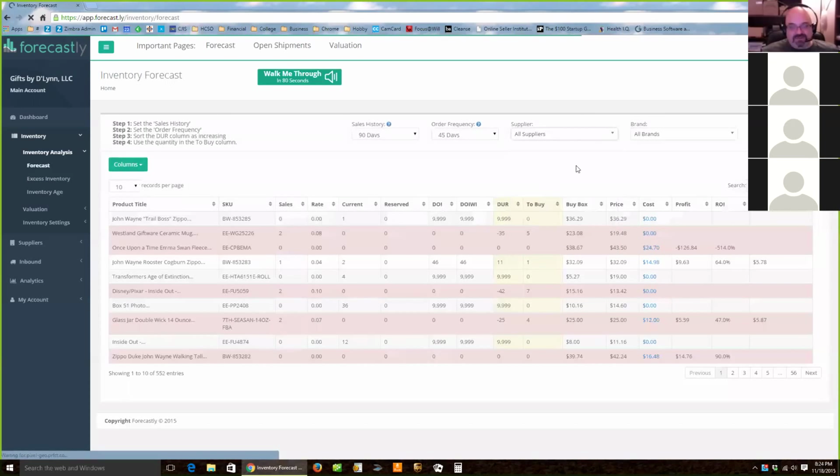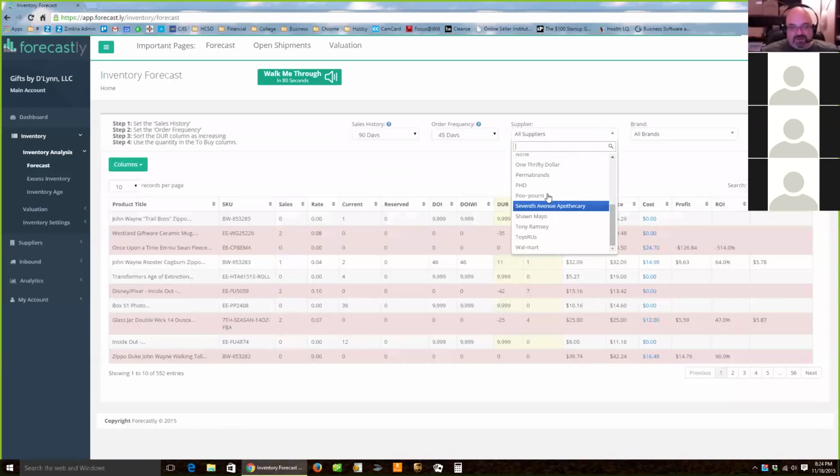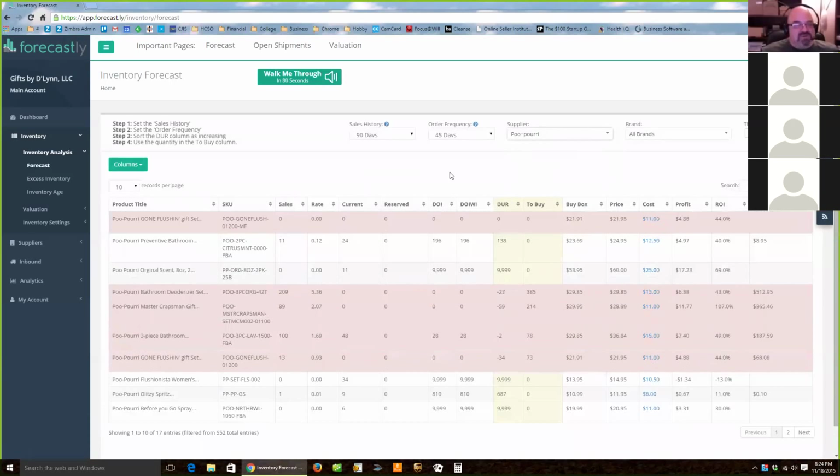Let me go ahead and pick one of my suppliers here. Poopery, which is one I've talked about before. It's a hazmat item, so you guys, I don't have to worry about you sniping my products, basically. But I picked a supplier. You can change the sales history here if you don't like the default. And your order frequency, like if you can order more frequently, or if you want to order a little bit less often, you can change this. Or you can just click this, and this will be just the items that are due to order this week.